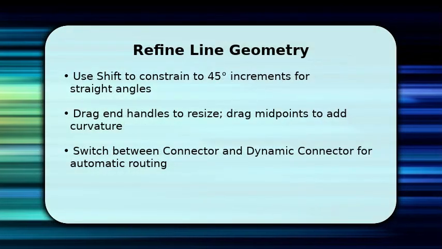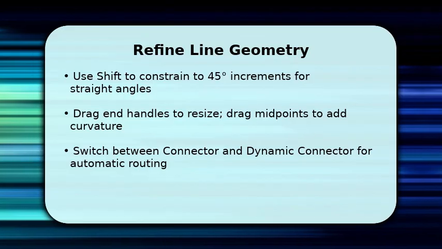Now refine geometry to make the line precise and visually correct. You can hold Shift while drawing to constrain orientation to 45-degree increments, which keeps angles consistent. Once placed, drag end handles to extend or shorten and drag midpoints to introduce a curve or elbow.